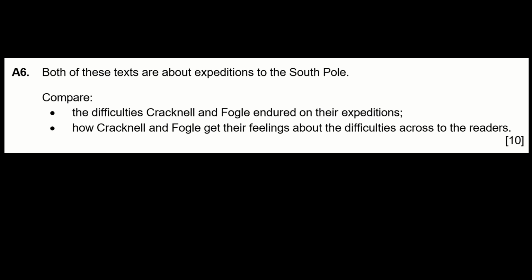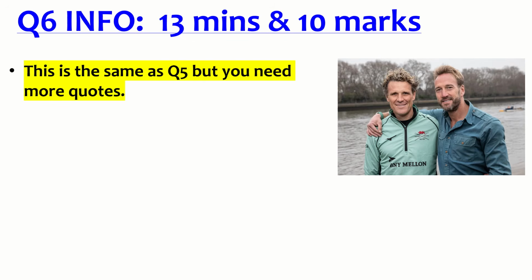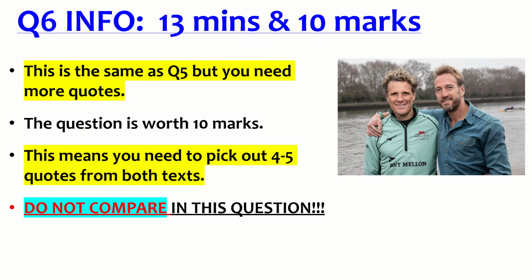Okay, so question 6 is, again, both of these texts are about expeditions. Compare the difficulties Cracknell and Fogle endured on their expeditions. So it's the same as question 5, but you need more quotes. The question is worth 10 marks this time. So this means you need to pick out 4 or 5 quotes from each text.